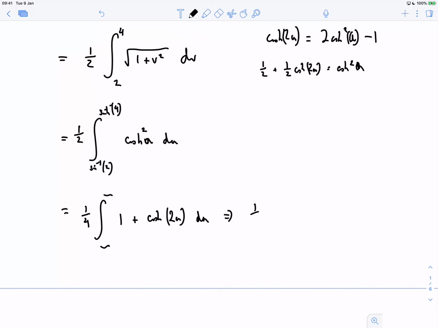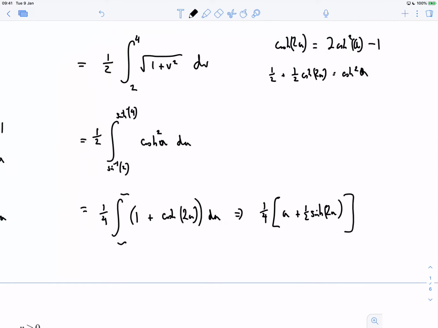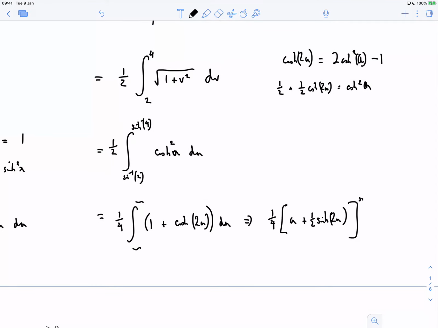This can be evaluated as a quarter of, 1 integrates to just a, and cosh 2a, what will that integrate to? Well, cosh will integrate to sinh, and the 2 needs to come out, so that's a half. And this is still integrated in the limits of the inverse sinh of 4 and the inverse sinh of 2.